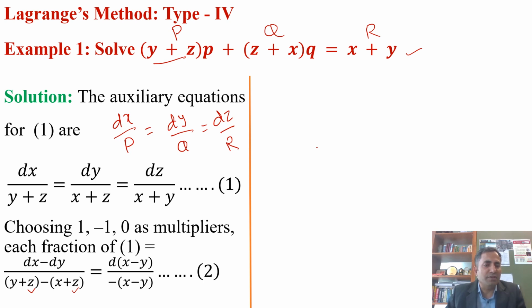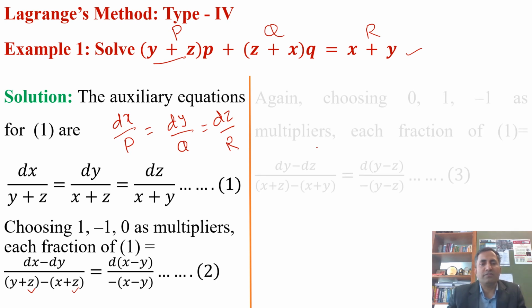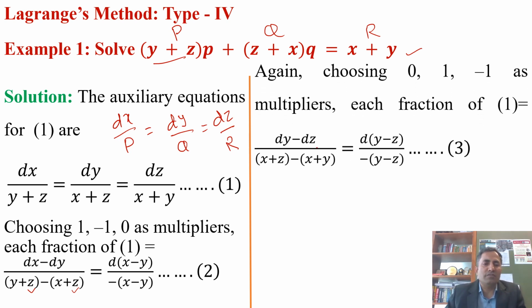So the number of fractions can be framed. Same way, other way here you can take dy minus dz, dz minus dx, or dx minus dz, whatever. You can take number of fractions. It means in type 4 we make again number of fractions in the auxiliary equation apart from these three standard equations. So first that we have defined, again what we can do here, dy minus dz that we can take.